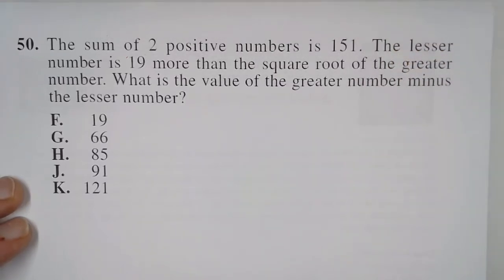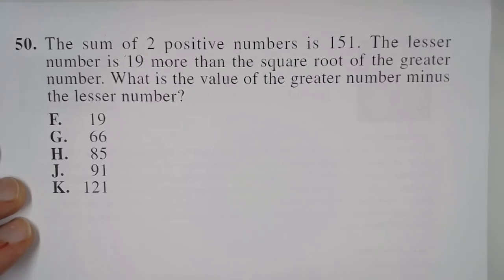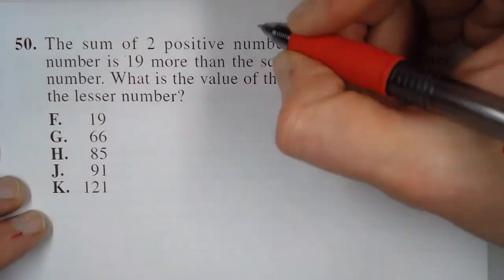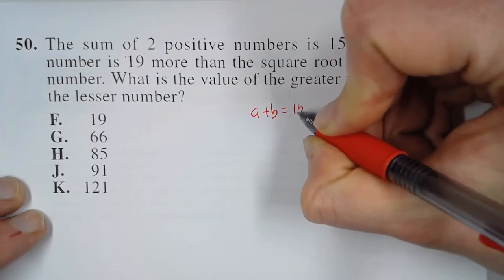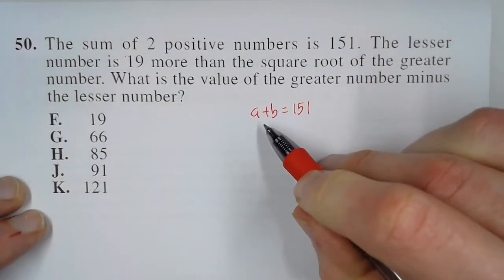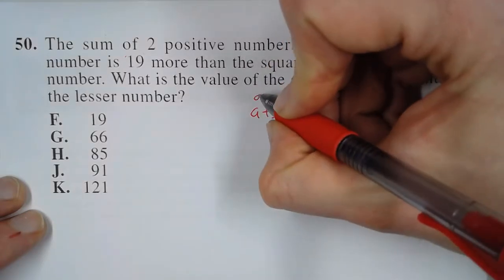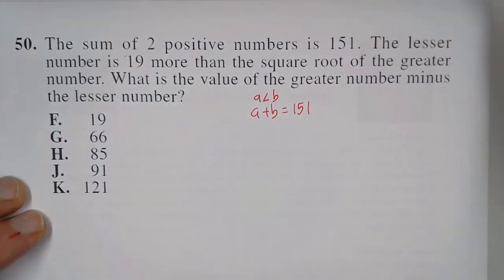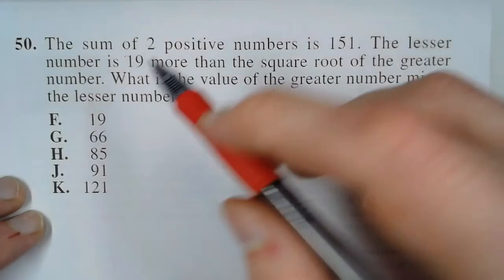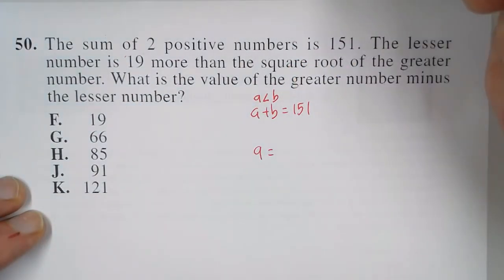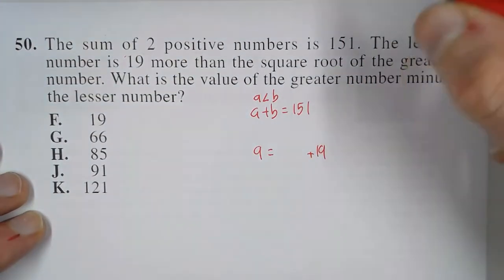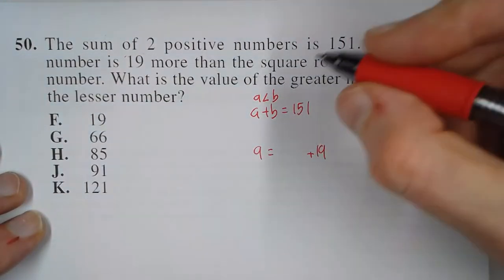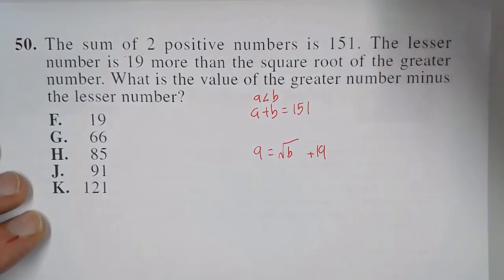However, there's too many possibilities to just guess randomly. It would take you way too long. So what we've got is two numbers, a plus b, and that equals 151. Now, a is the smaller, b is the greater, so I'm going to write it that way: a is less than b. Now it says the lesser number, that's a, is, which is another way of saying equals, 19 more than, that means we're adding 19, to the square root of the greater number. So that's square root of b.